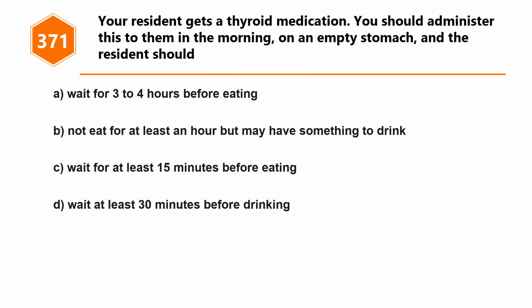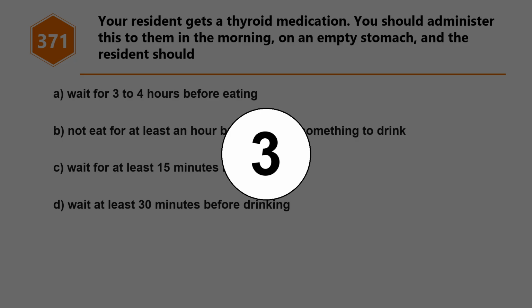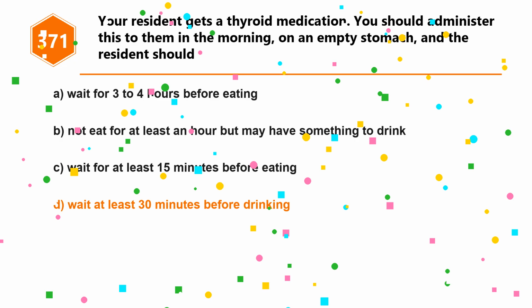Question 371. Your resident gets a thyroid medication. You should administer this to them in the morning, on an empty stomach, and the resident should: Option A, wait for 3 to 4 hours before eating. Option B, not eat for at least an hour but may have something to drink. Option C, wait for at least 15 minutes before eating. Option D, wait at least 30 minutes before drinking. The correct answer is option D, wait at least 30 minutes before drinking.